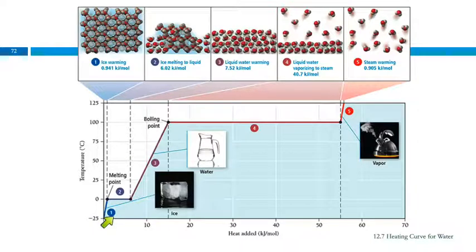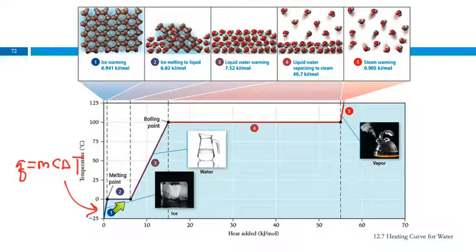So here this is ice warming up, and here we're talking about 1 mole of water. It would take 0.941 kilojoules for this amount of water to warm from minus 25 to 0. We can calculate the heat involved here using Q equals mc delta T. So use that there.